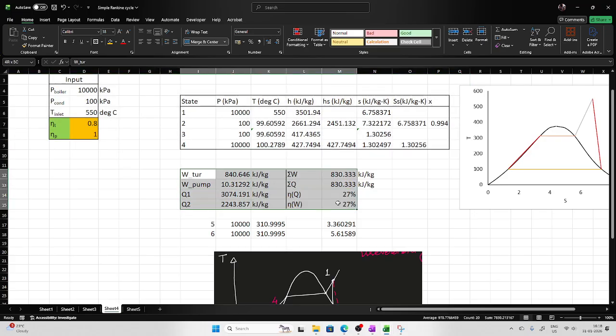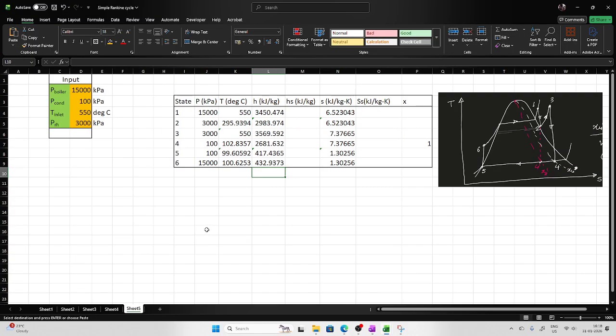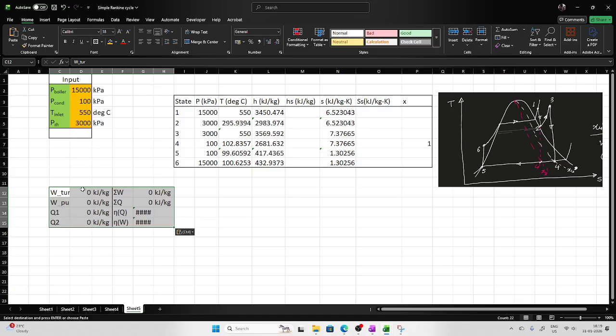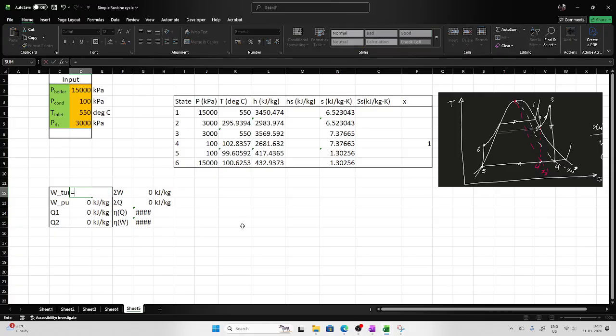So let us copy this here. The first thing is your turbine work. The turbine work is H1 minus H2 plus H3 minus H4. This is your turbine work.